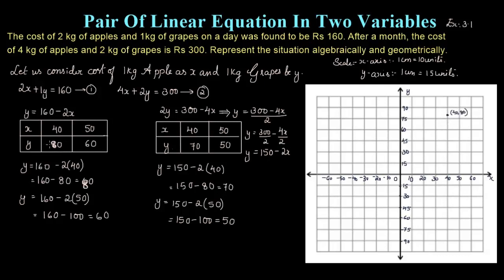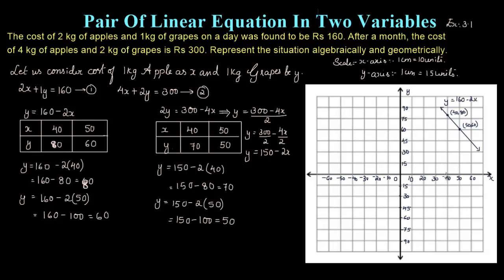Now in the same way for the second point 50, 60. So 50 is here, 60 is here. So here 50, 60. Right. So now let us join these points. Let us name this line as y equals 160 minus 2x. Right. In the same way, let us plot the second equation.